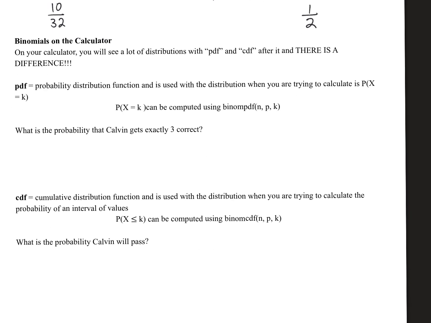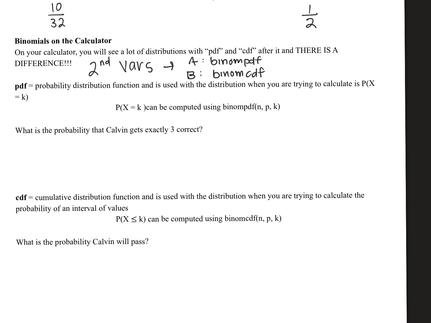All right, so now we're going to talk about doing binomial distributions on the calculator. On the calculator, there's PDF and CDF, which is a difference. PDF is a probability distribution, and it's used when you're trying to calculate the probability of x equals k. So if you go to second vars, and then go all the way down to A and B, A is Binomial PDF, and B is Binomial CDF.